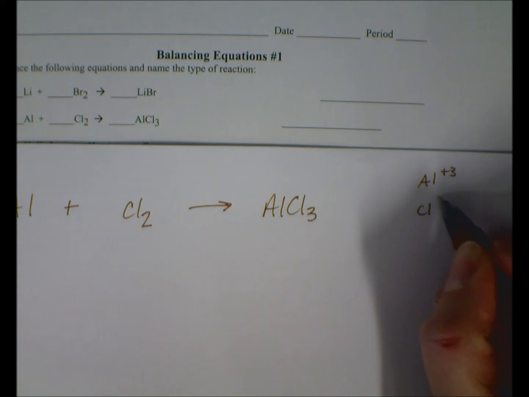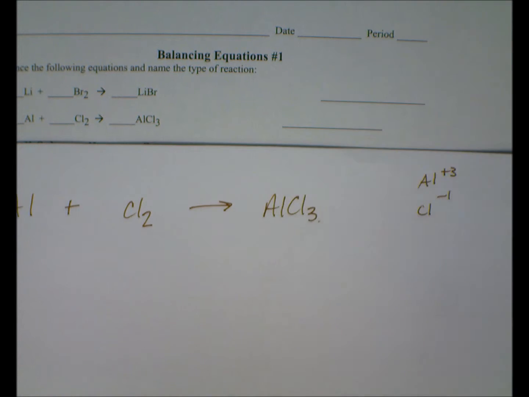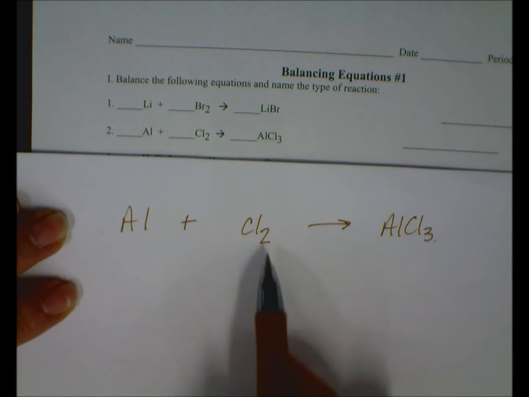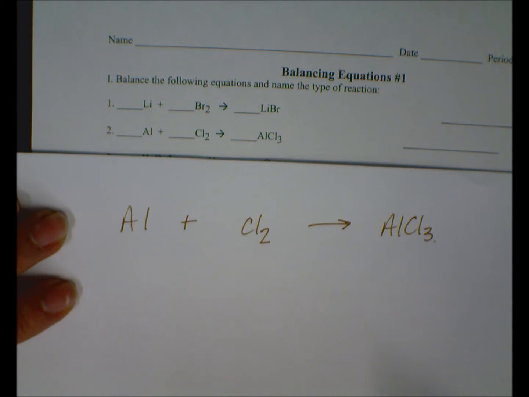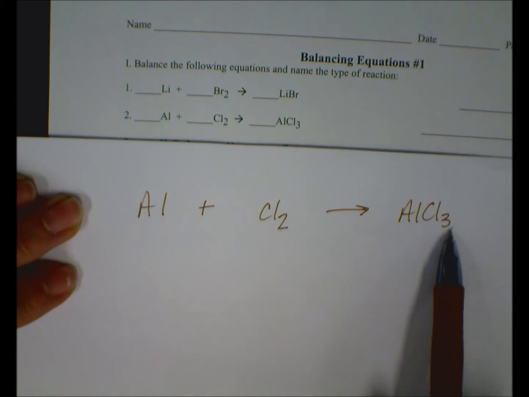Remember, aluminum is a +3 ion. Chloride in a compound is a -1 ion. Therefore, it takes 3 chloride to balance out 1 aluminum ion. So don't be confused or worried that those coefficients don't match. They're not going to.